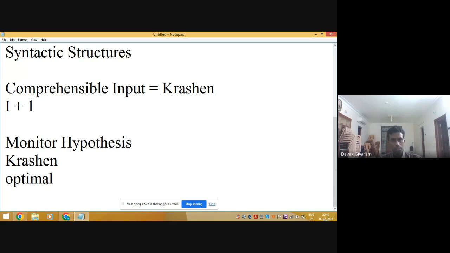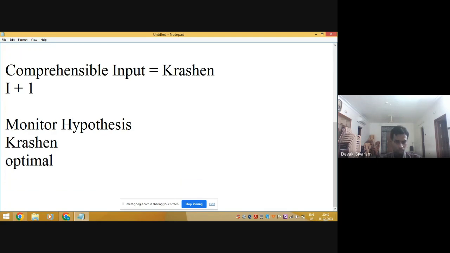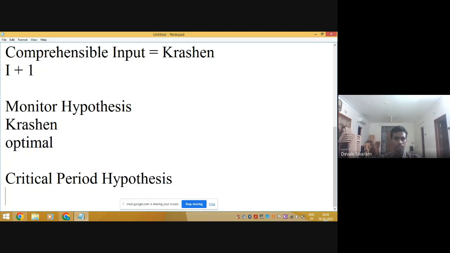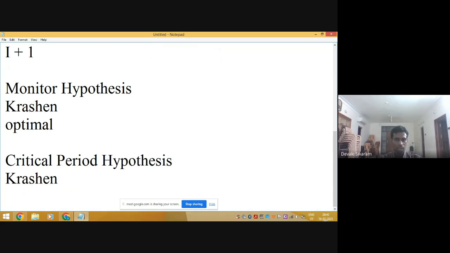The right quantity, the right measurement, Stephen Krashen says the monitor should work at an optimal level. Okay, then critical period hypothesis. Again, it is associated with Stephen Krashen. And what does Krashen say?